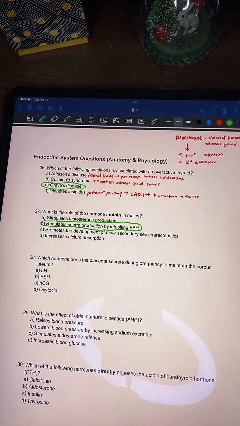Med school and anything repro destroys me. Yeah. No, honestly, I didn't really enjoy the reproductive system that much.